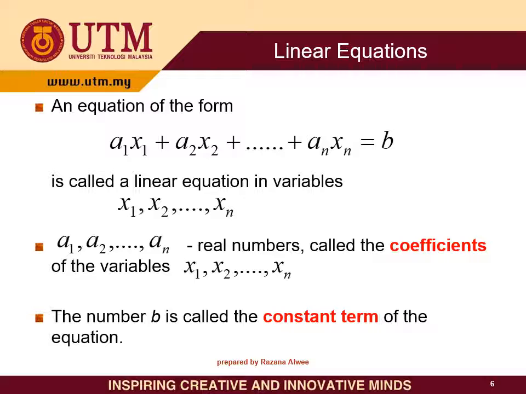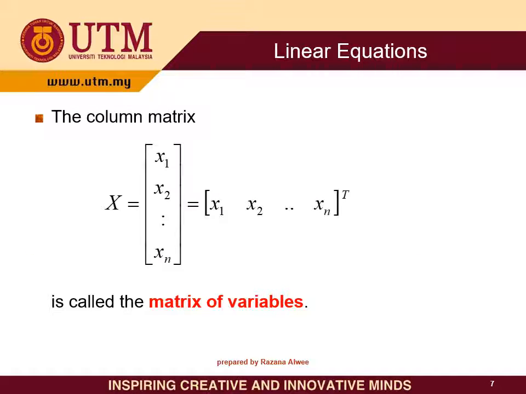We start with linear equations. This is the form of linear equations, as you can see in the first line here. X in a linear equation is a variable. A is a real number and can be called the coefficient of the variable. The number B is called the constant term of the equation. This is a column matrix. I think you are familiar with matrices already. This is the matrix of variables.